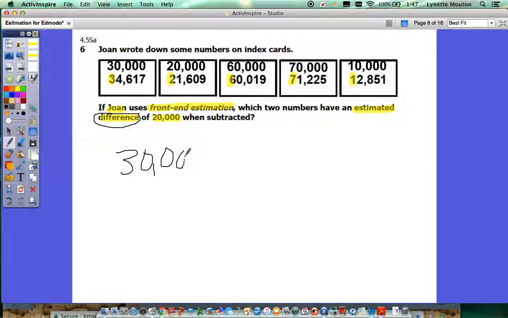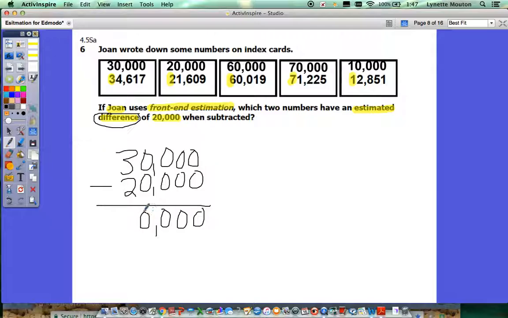30,000 minus 20,000. Again, we don't even have to look at these zeros, but make sure when you do have digits that you're lining them up correctly. These are all going to be zeros. And 3 minus 2 is 1. So we know these two don't work.